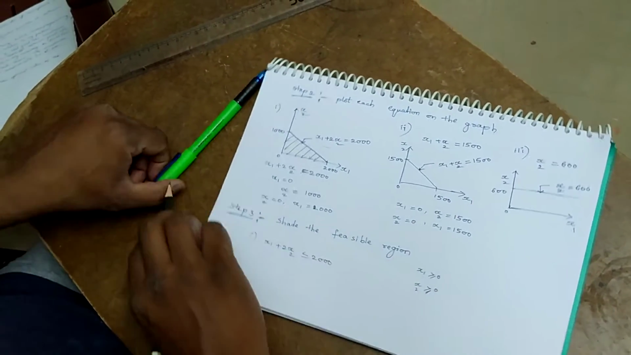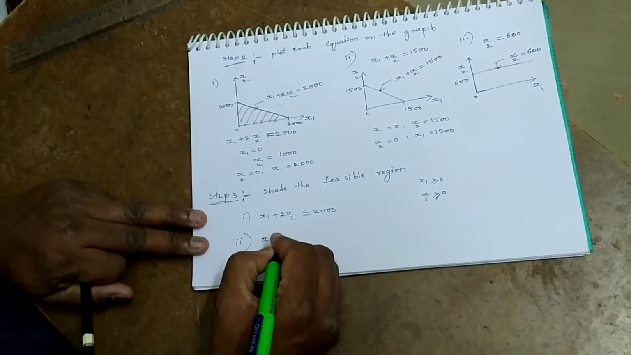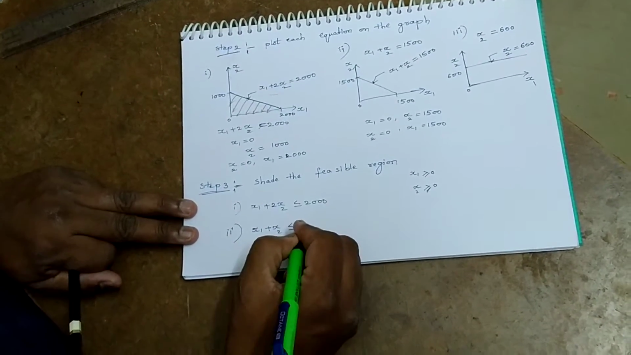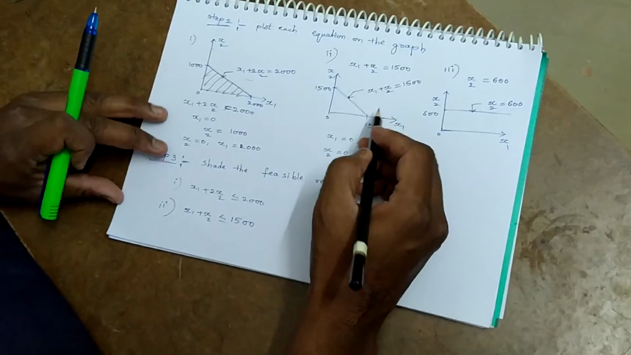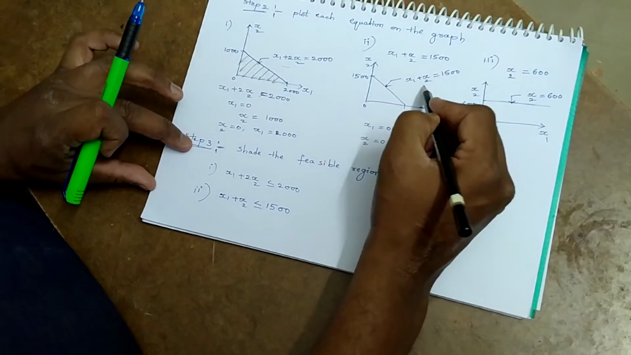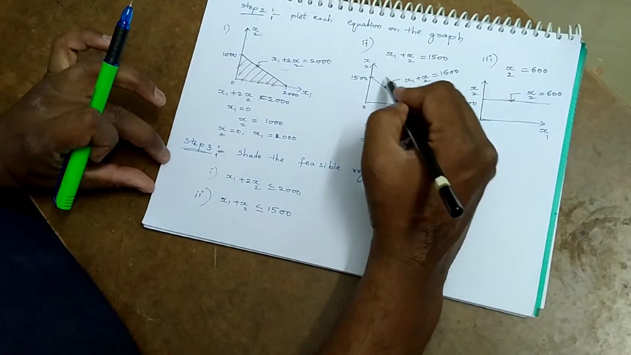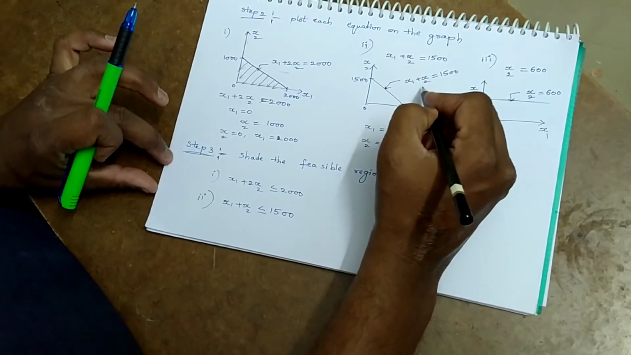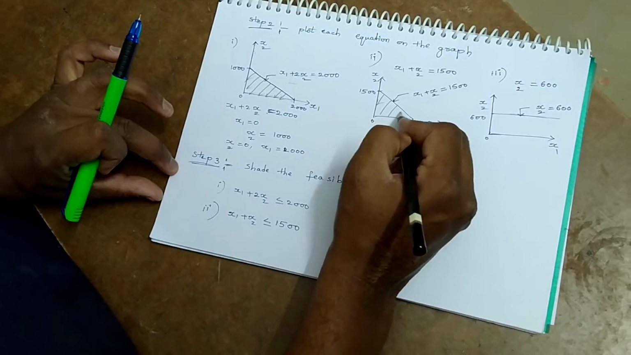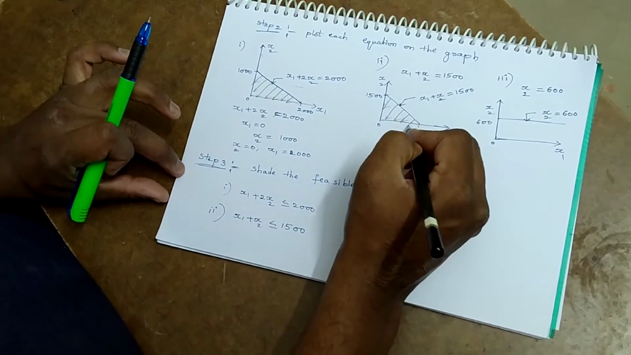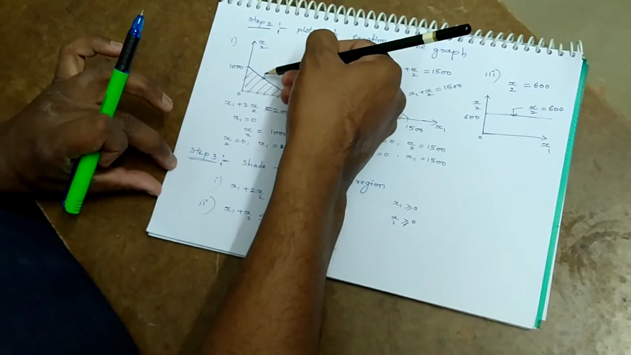Similarly, you can take the second constraint, x1 plus x2 is less than or equal to 1500. So you can go to the second plot. This is a simple line of x1 plus x2 is equal to 1500. Any value of x1 plus x2 satisfying this equation will lie on this line. But if x1 plus x2 is less than or equal to 1500, the solution will be below this line. Listen here, the feasible region will be below this line.